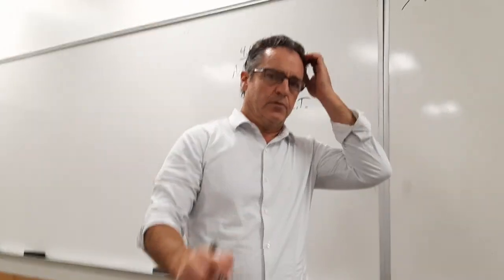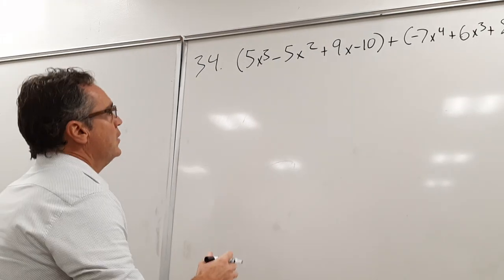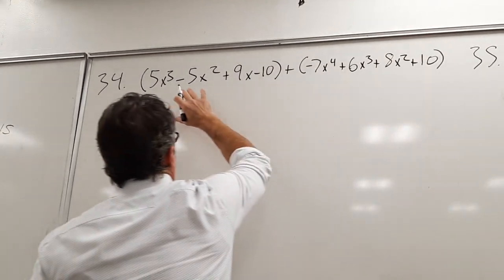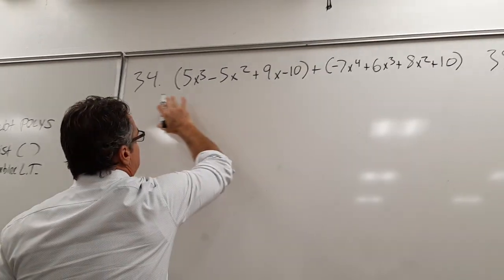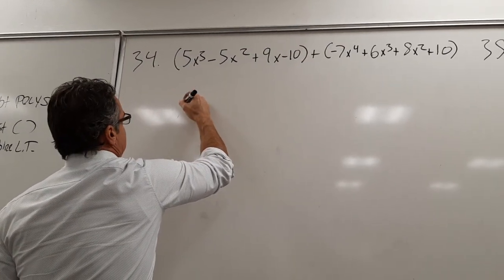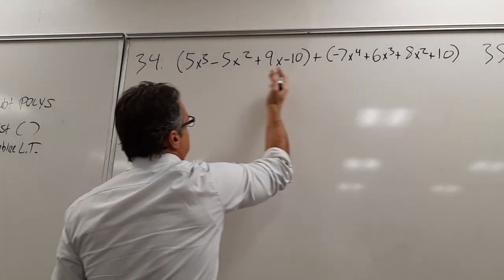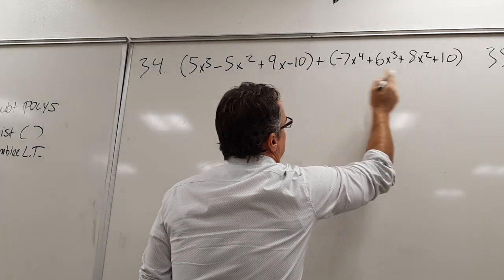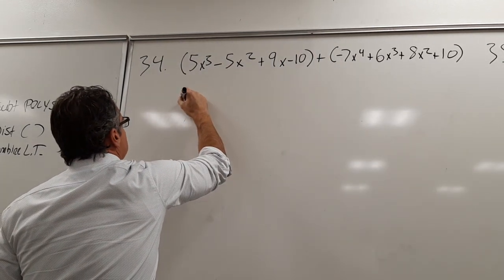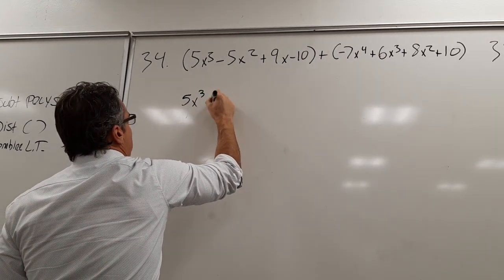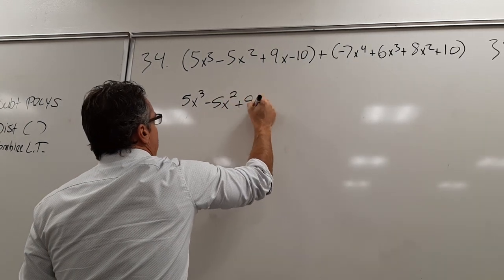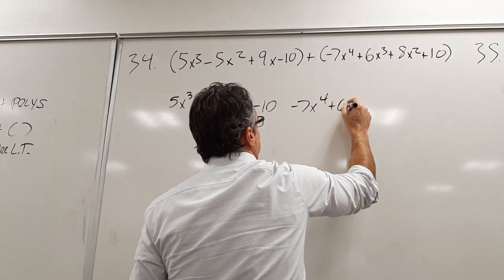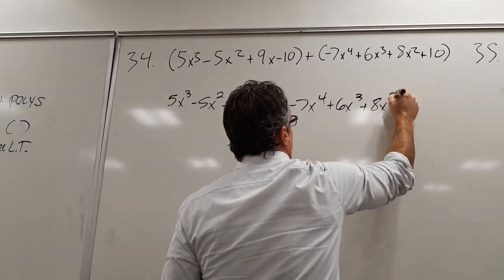So let's briefly pause. Our first one here, we have this parentheses plus a parentheses. In other words, a poly plus a poly, addition. Do I need the parentheses? I do not need the parentheses because there's no distributor except 1. When I subtract, I would need to distribute that through, but this is addition. So this is just in essence 5x to the third minus 5x squared plus 9x minus 10 minus 7x to the fourth plus 6x to the third plus 8x squared plus 10.